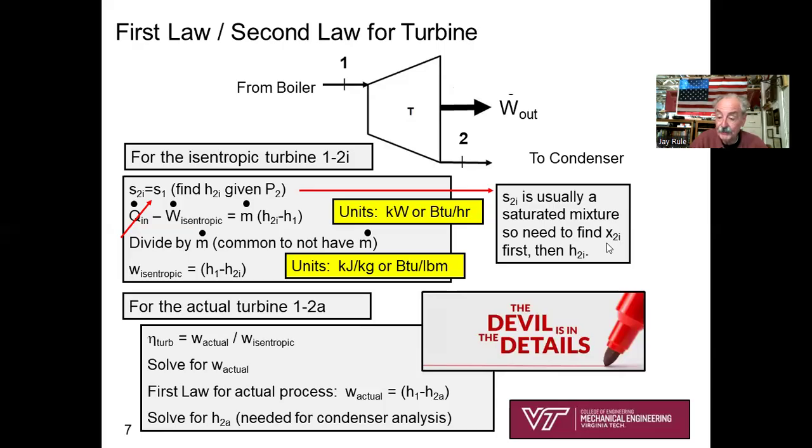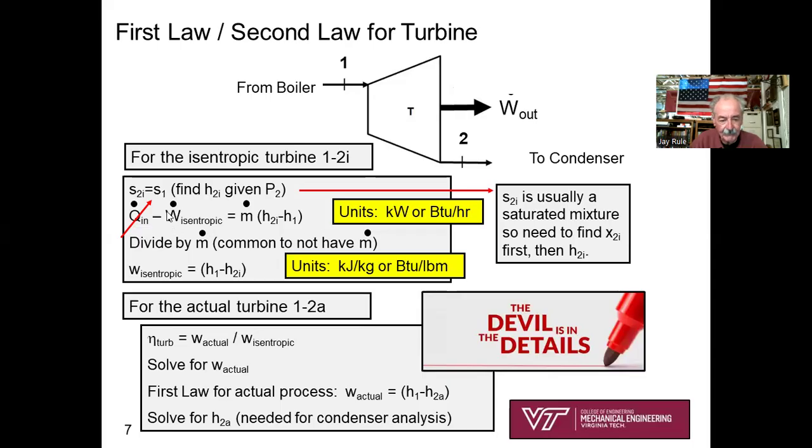And then once you found the quality, you're going to write down H sub G and H sub F at P2 and find H2 isentropic. Ooh, that was a lot of work, and you weren't even asked to find H2 isentropic. Okay, well, why was that? Well, that's what enables you to find W dot isentropic.